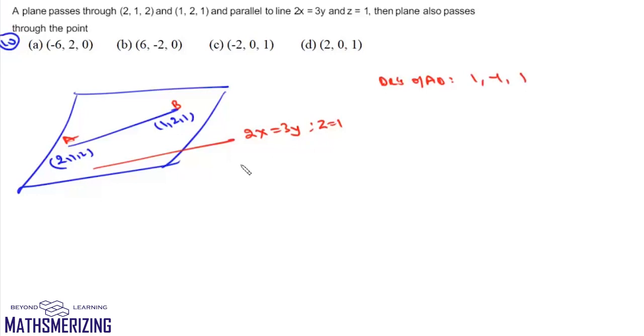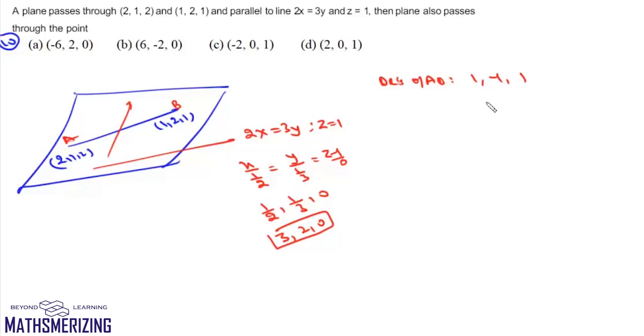Now we'll write this line as x upon 1 by 2, y upon 1 by 3, and z minus 1 upon 0. So its direction ratios are 1 by 2, 1 by 3 and 0. Now we'll multiply it with 6. We'll get direction ratios as 3, 2 and 0. So the direction ratio of another vector which is parallel to this plane is 3, 2 and 0.